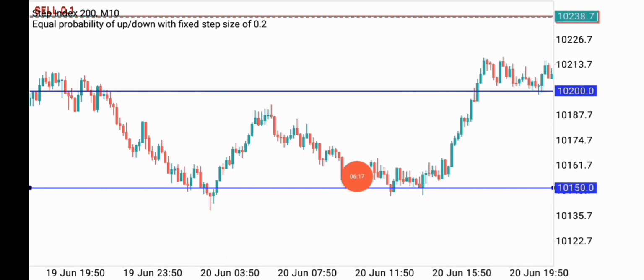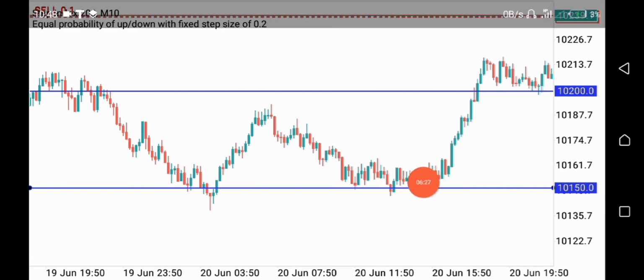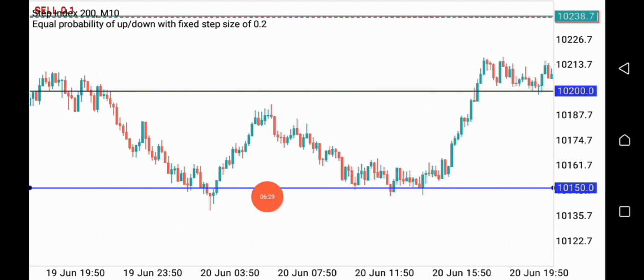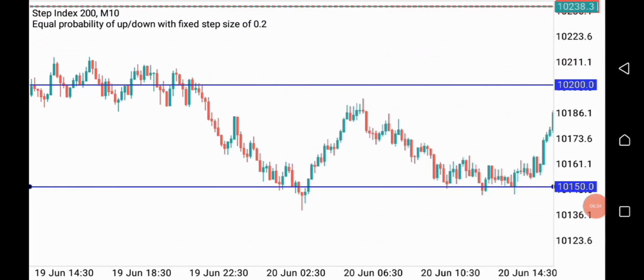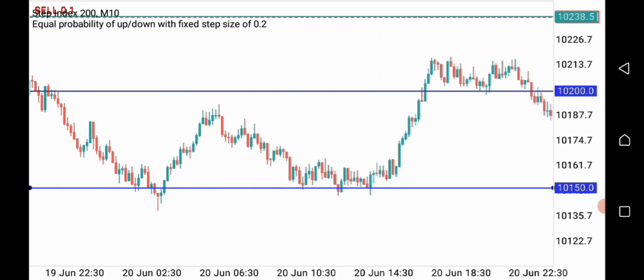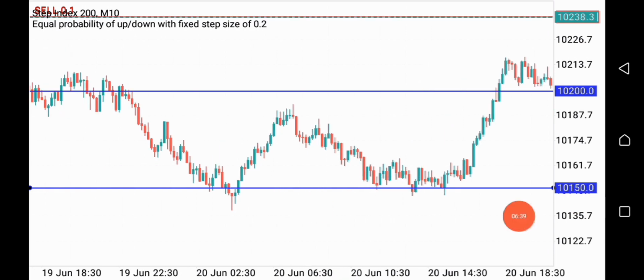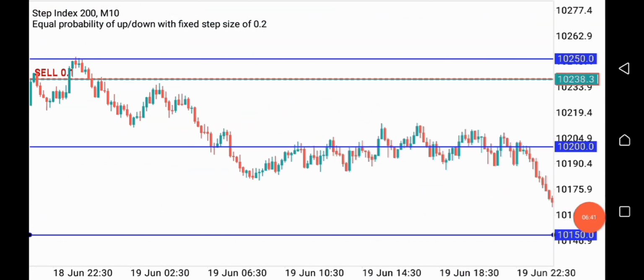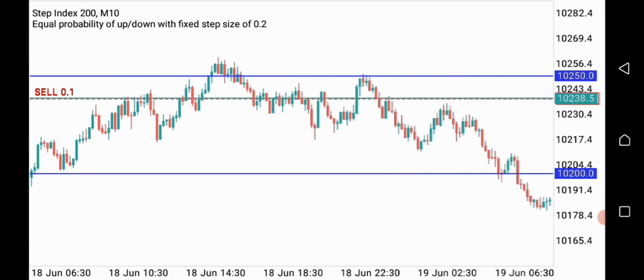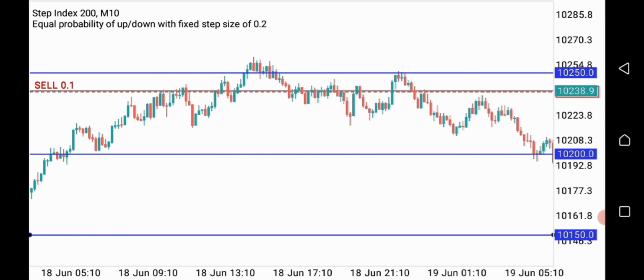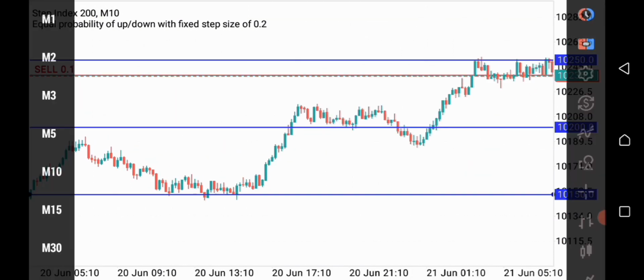So the W pattern, you can also call it an equal bottom or the double bottom. Then keep going left. So no need to keep going left. Let's go back to the analysis for the day.